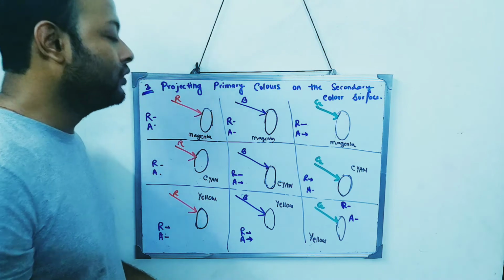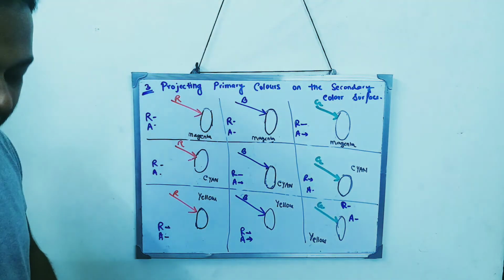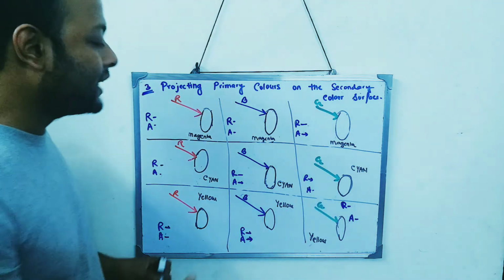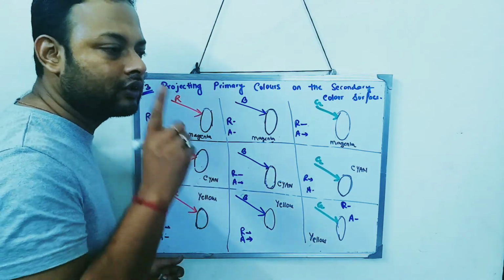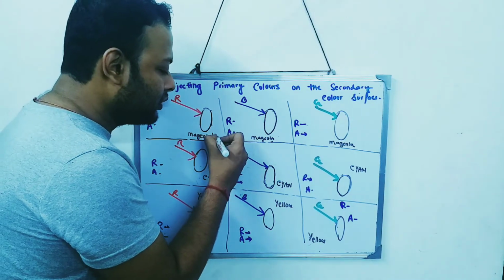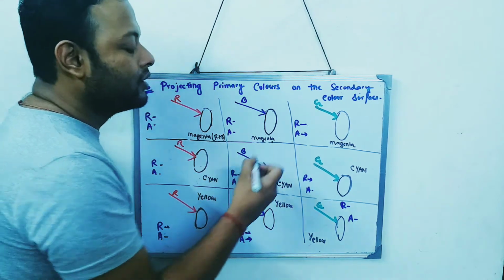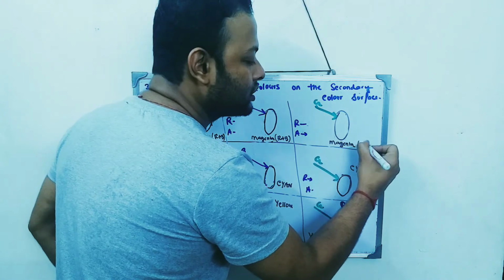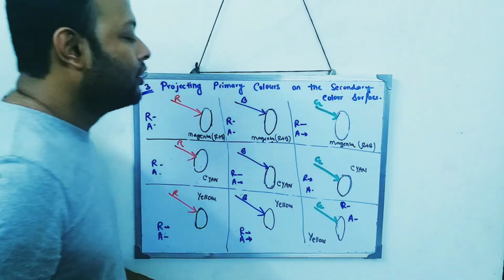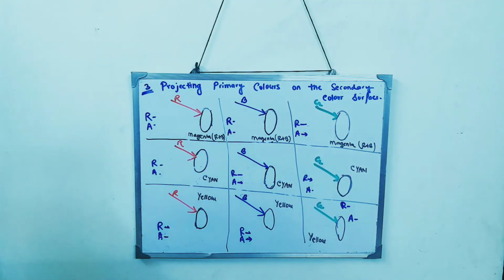Now what is going to happen, that we have to discuss. See, magenta. What is magenta? Magenta means nothing but a combination of red and blue. Now, what will happen over here? You try to figure out.